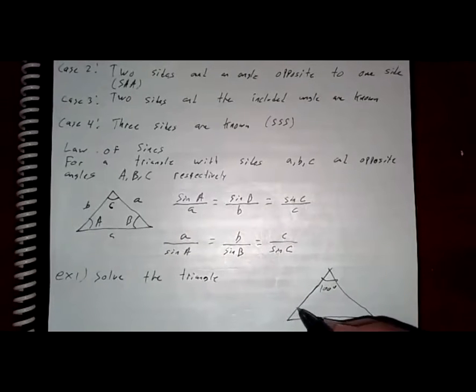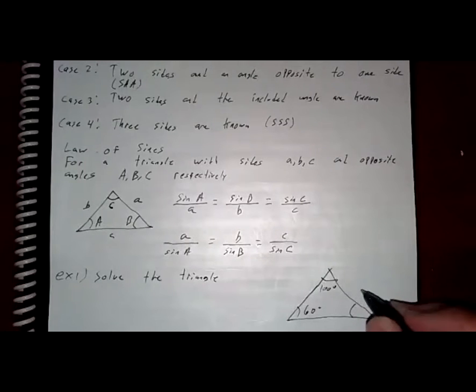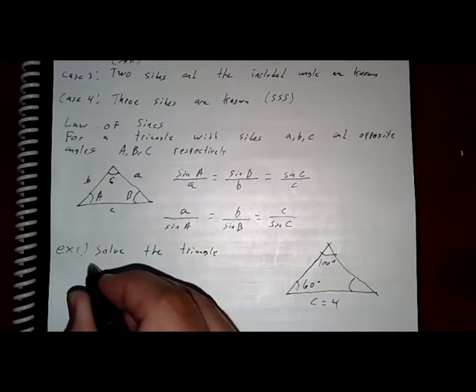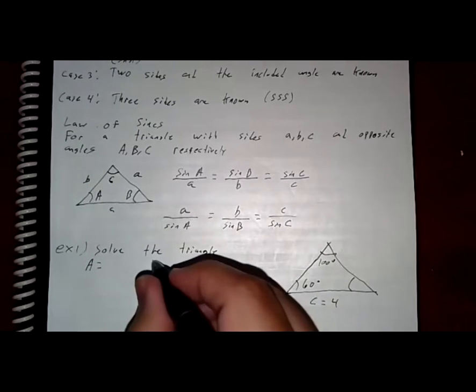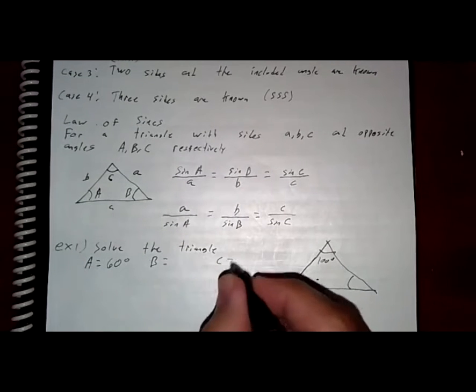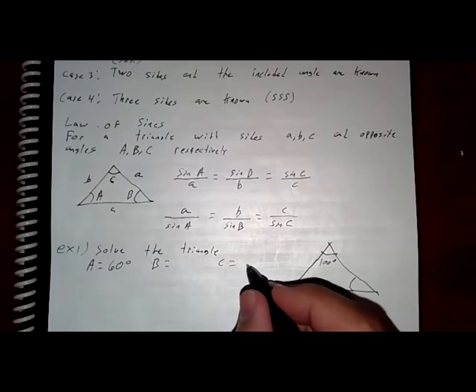So let's say I have an angle of 100 degrees here. Over here we have 60. I don't have this angle. I have this side over here, we'll call that 4, to remain consistent with the formula. What I like to do is write down all the stuff I do know. Capital A, I do not know. B is here. C is 100.